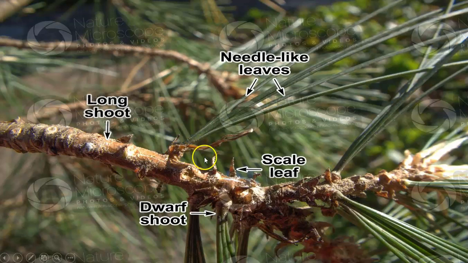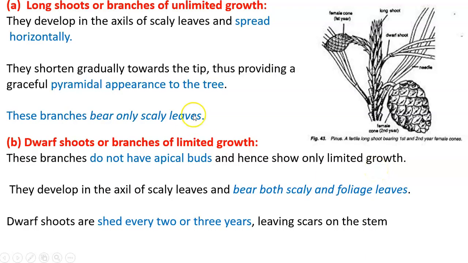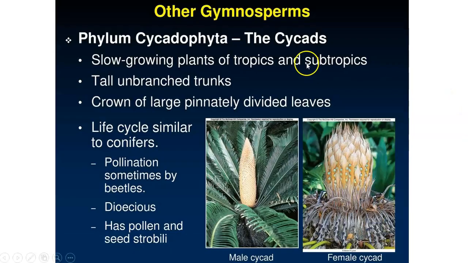See, this brown-colored thing, no? These are the scale leaves, and these elongated needle-shaped leaves are the foliage leaves. So long shoots and dwarf shoots, we have discussed this. Now you can see that this is the image. You can draw like this, right? Now the next thing is Cycadophyta, the cycads.